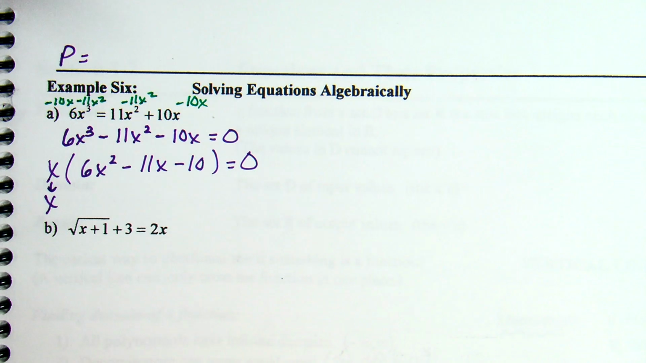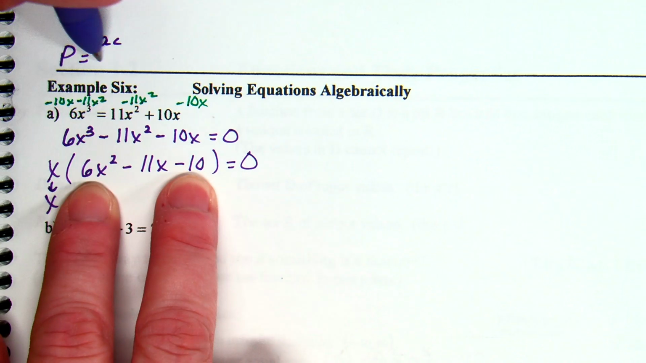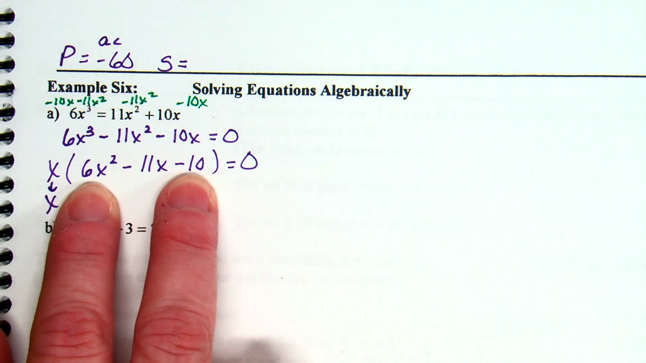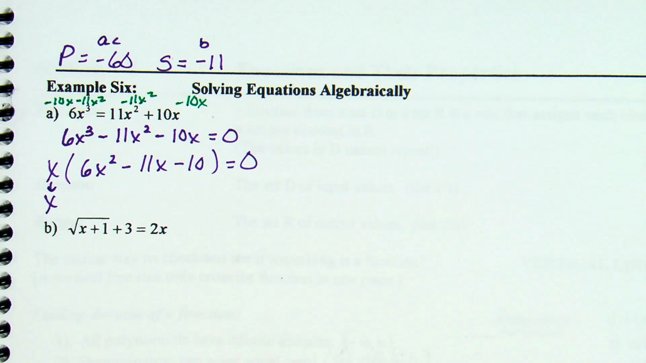It's your favorite, isn't it? Product of AC. What's product of AC here? Six times negative 10, which is negative 60. I need a sum of B, which is negative 11. Okay, do the math. What multiplies to be negative 60 and adds to be negative 11?